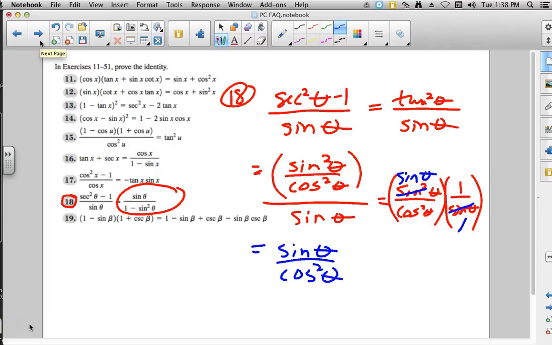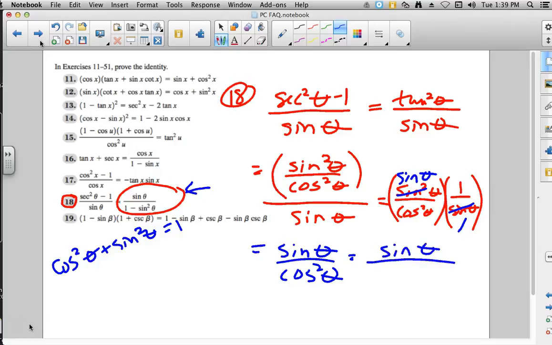Now, keep your eye on the prize. That is what we wanted. We are almost there. We have the sine of theta in the numerator. I need to get 1 minus sine squared theta in the denominator, and that is a use of the Pythagorean identity, cosine squared theta plus sine squared theta equals 1. If we subtract sine squared theta from both sides, we can use that 1 minus sine squared theta to substitute in for cosine squared theta. So this will be, indeed, sine theta over 1 minus sine squared theta. And we have what we were supposed to get on the other side.